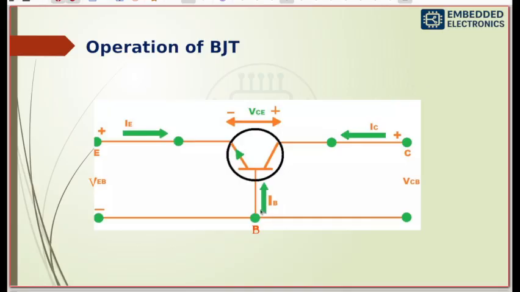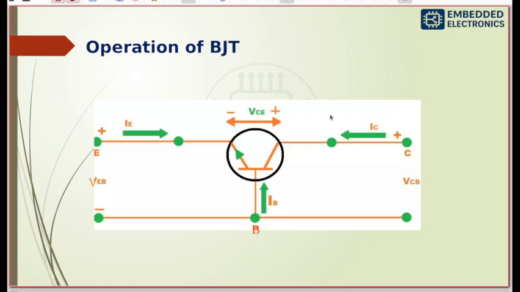But the saturation region arises when both the collector base junction and the emitter base junction are forward biased. At that time the transistor will be on. The collector current varies very little with a change in the base current in the saturation region. Here VCE is very small, a few tenths of a volt.